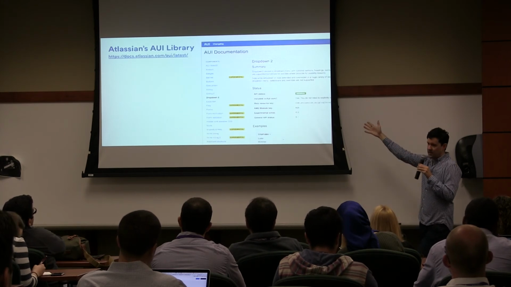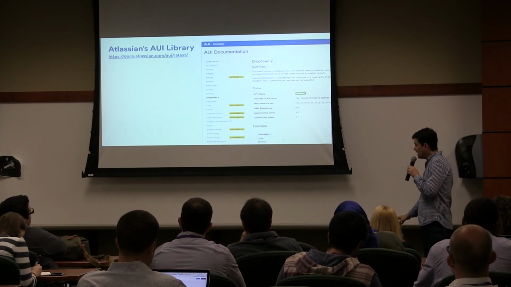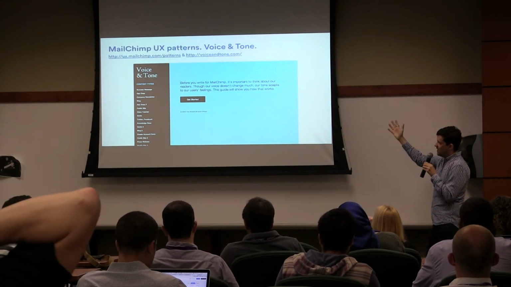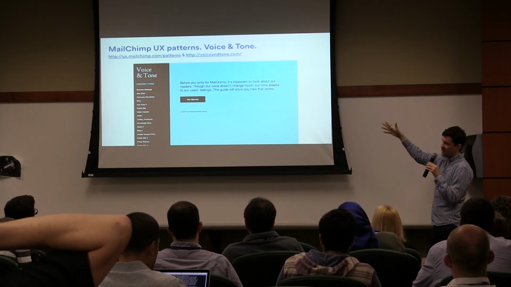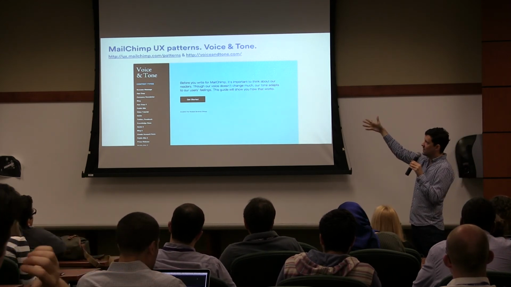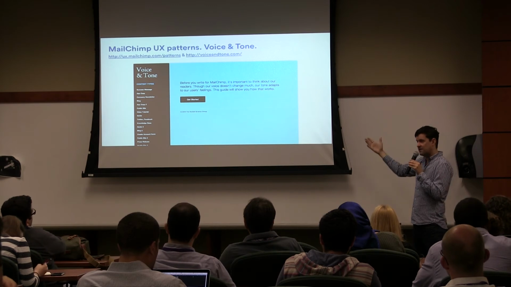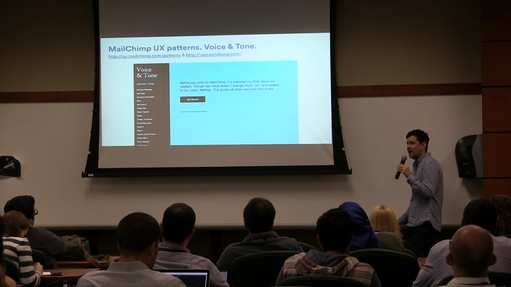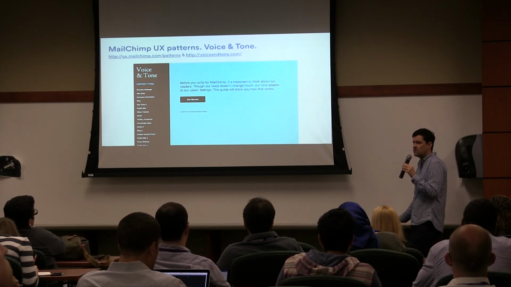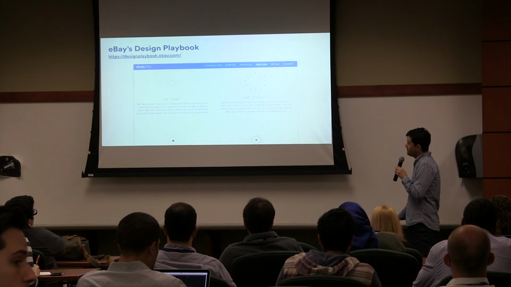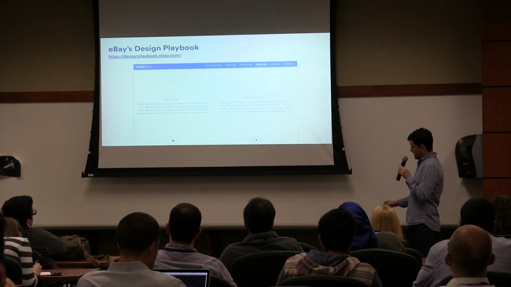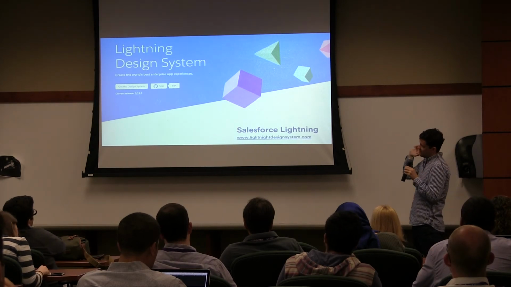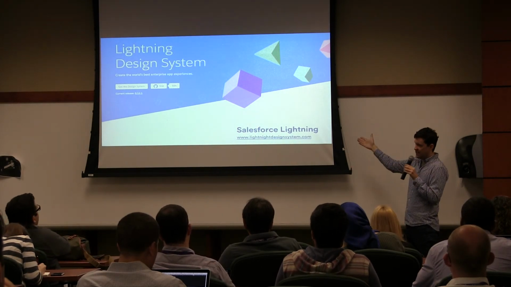This is our UI library, also out on the web. MailChimp. Theirs is interesting because they cover a lot of brand stuff, but they also have what they call voice and tone, which is how they talk to their customers, which I thought was really cool. We don't have that strictly at Atlassian, but we do have some guidelines around that as well. eBay's got this design playbook that's really pretty cool. And then Salesforce just released a new version of theirs called Lightning.